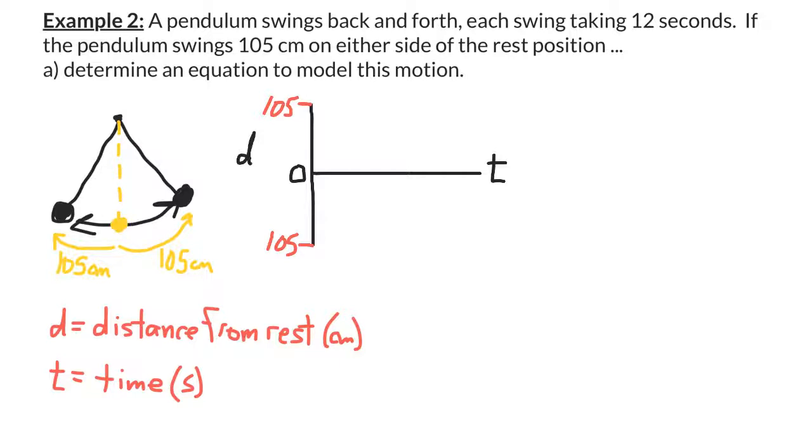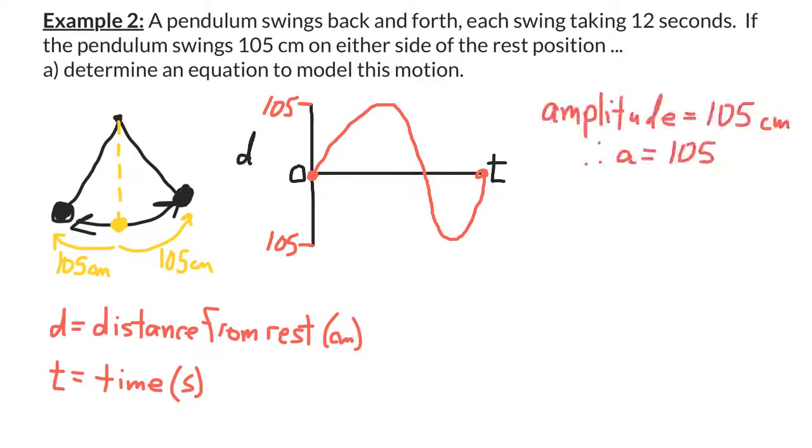So let's just say we're starting at the rest position. We're going to swing 105 centimeters to one side, we're going to go back to the rest position, and we're going to swing 105 on the other, and we're going to go back to the rest position. So this looks like a sine curve. The amplitude of this function is 105 because there's 105 centimeters from my central axis to the maximum. I haven't had to do a reflection of my sine curve, so my a value is just a positive number, so a is positive 105.